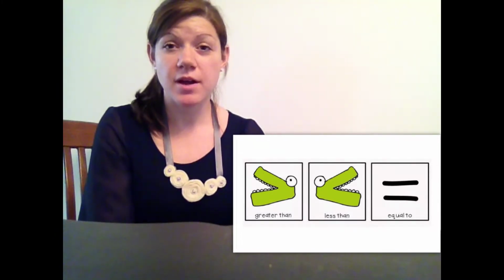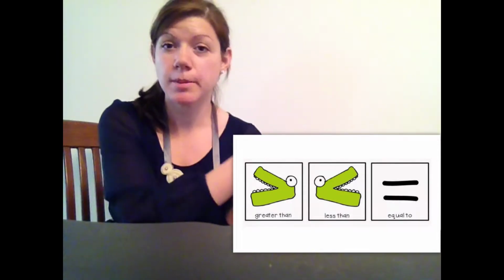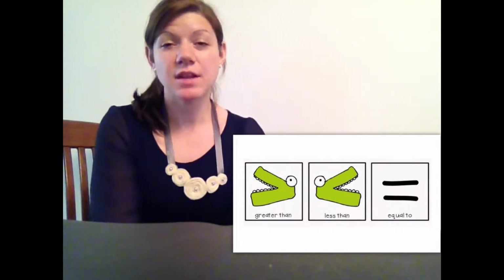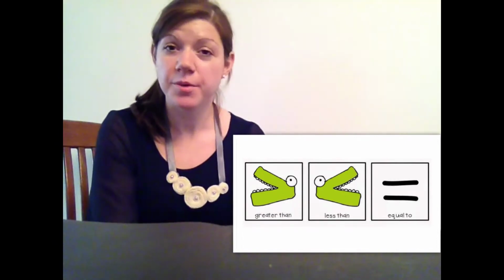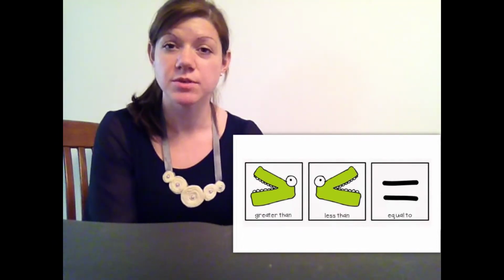Then greater than, the alligator always wants to eat the greater number. Chomp, chomp, so it faces the greater number. And then less than is just the opposite of greater than. The end of the arrow points to the smaller of the two numbers.